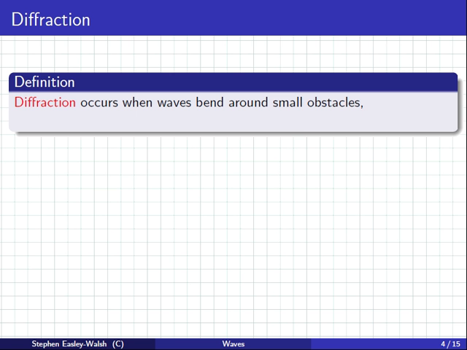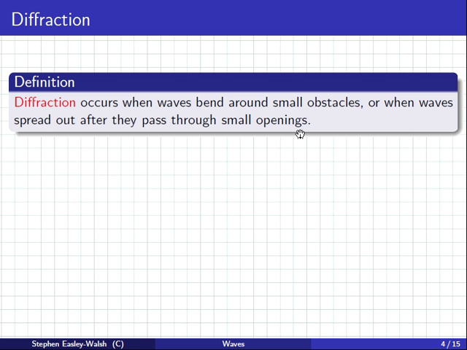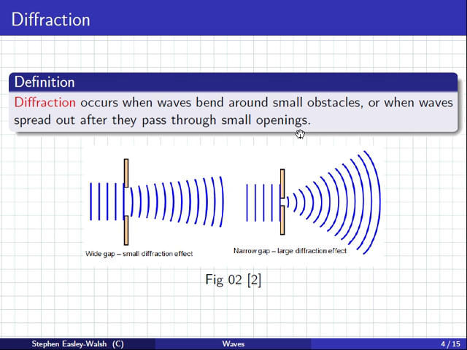Diffraction occurs when waves bend around small obstacles or when waves spread out after they pass through small openings. For example, here, if you have a very small gap and the wave passes through the small gap, the wave then spreads out. If the gap is quite big, then it doesn't spread out as much. This is diffraction.